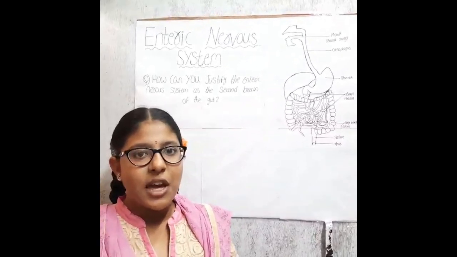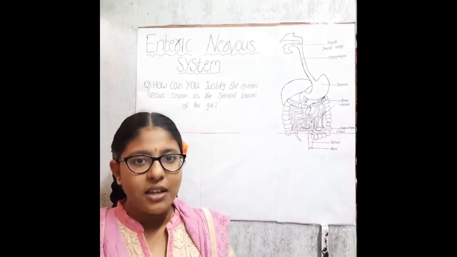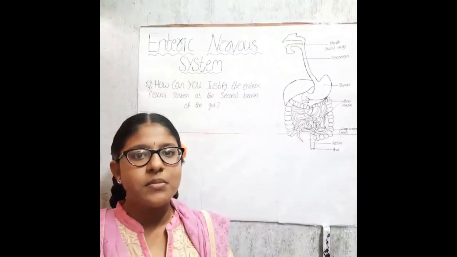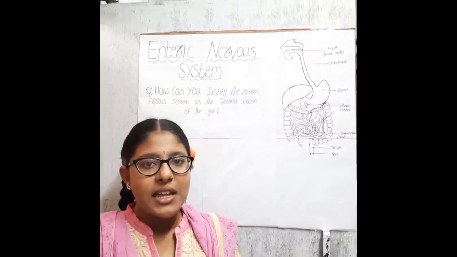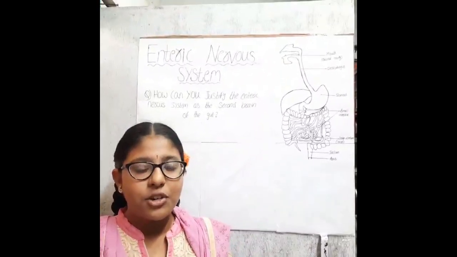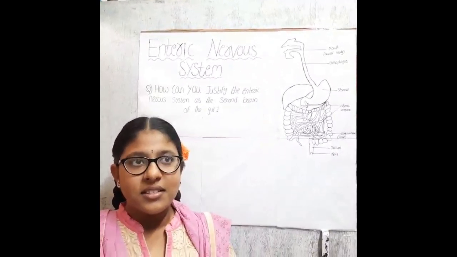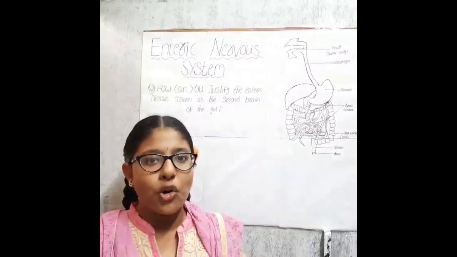I am discussing the enteric nervous system. The brain is for thinking. The second brain is the enteric nervous system. The nervous system consists of 100 million neurons. The neurons are present in the wall of the long tube.